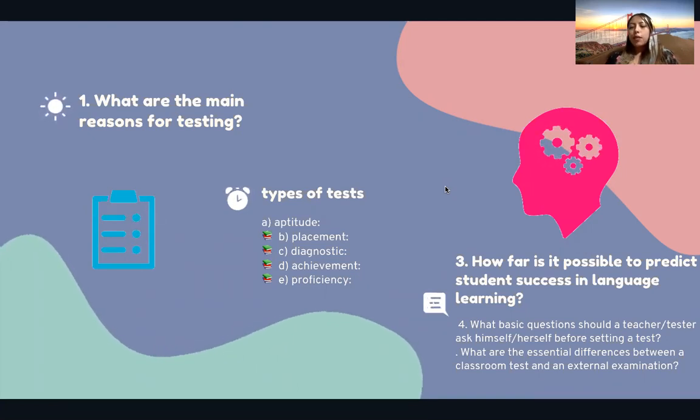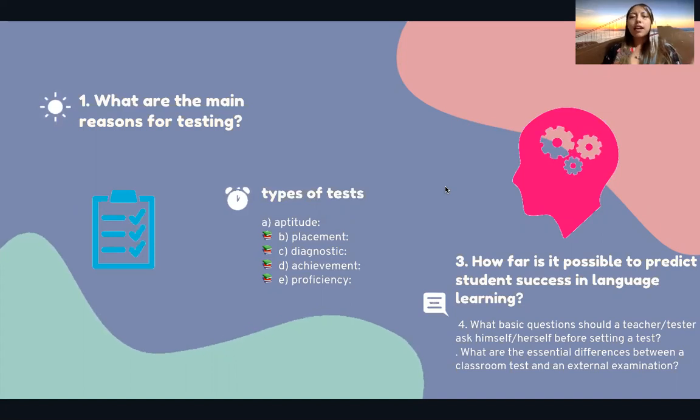So, when we want to analyze the main reasons for testing, we identify that, according to many authors, the main reasons depend on the purpose of the test. Moreover, testing helps to improve information about the progress of a learner, the language level, the strengths, the weaknesses, and so on. It also is a guide to improve the teaching practice to achieve language learning progress. Related to the types of tests, there are five: aptitude, placement, diagnostic, achievement, and proficiency.